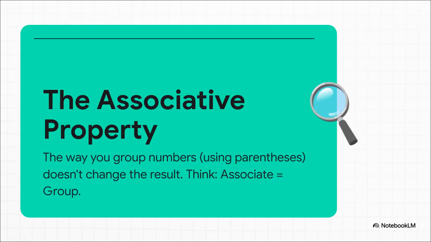Okay, let's move on to our next secret weapon, the associative property. Now this one is all about grouping. See those parentheses? That's your big clue. This property says you can change how you group numbers in an addition or multiplication problem. And guess what? The outcome won't change. The memory trick here is associate, like the friends you associate with or hang out in a group with.